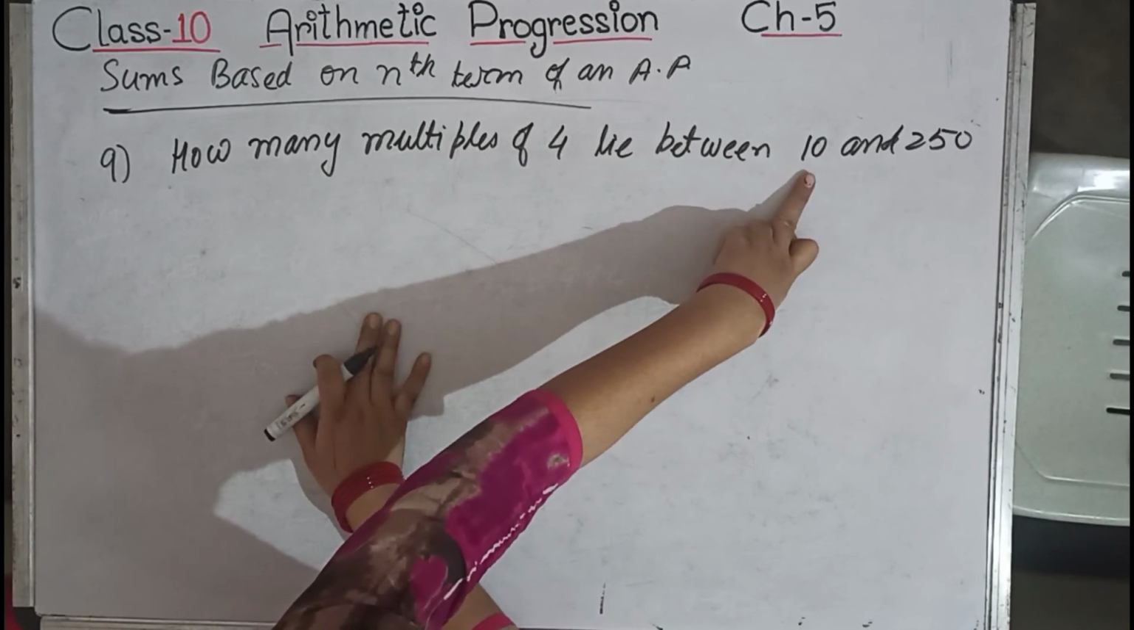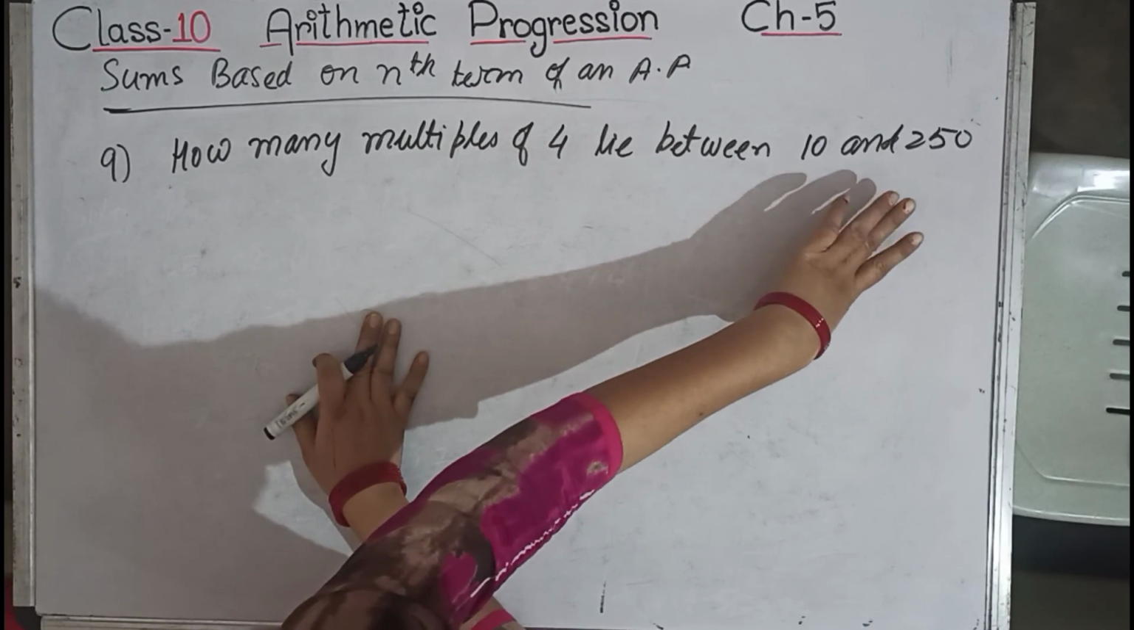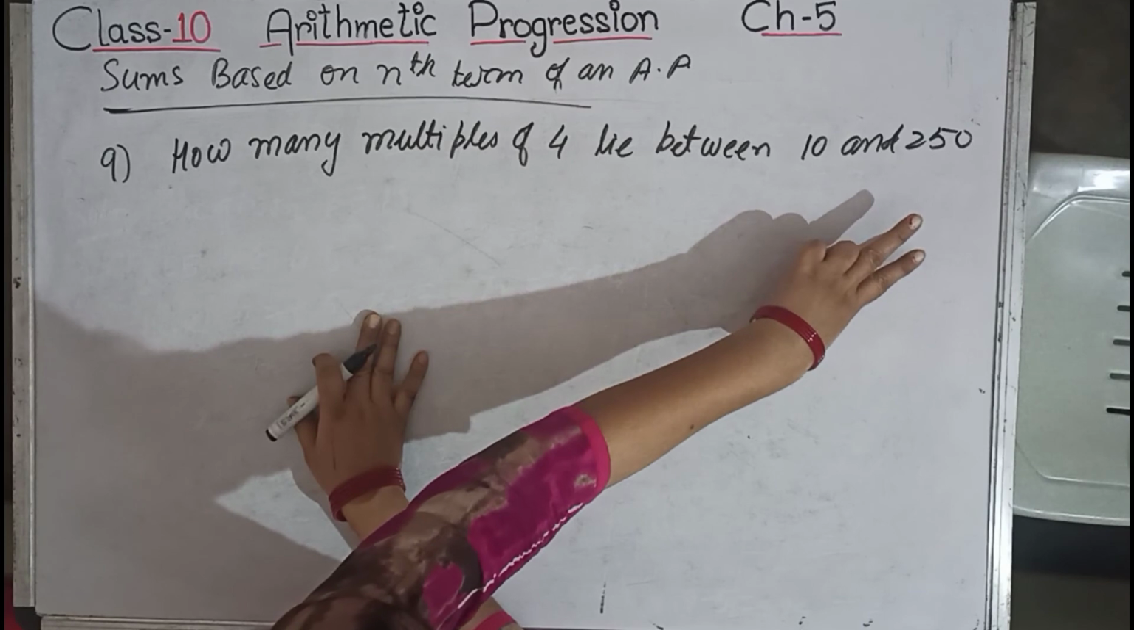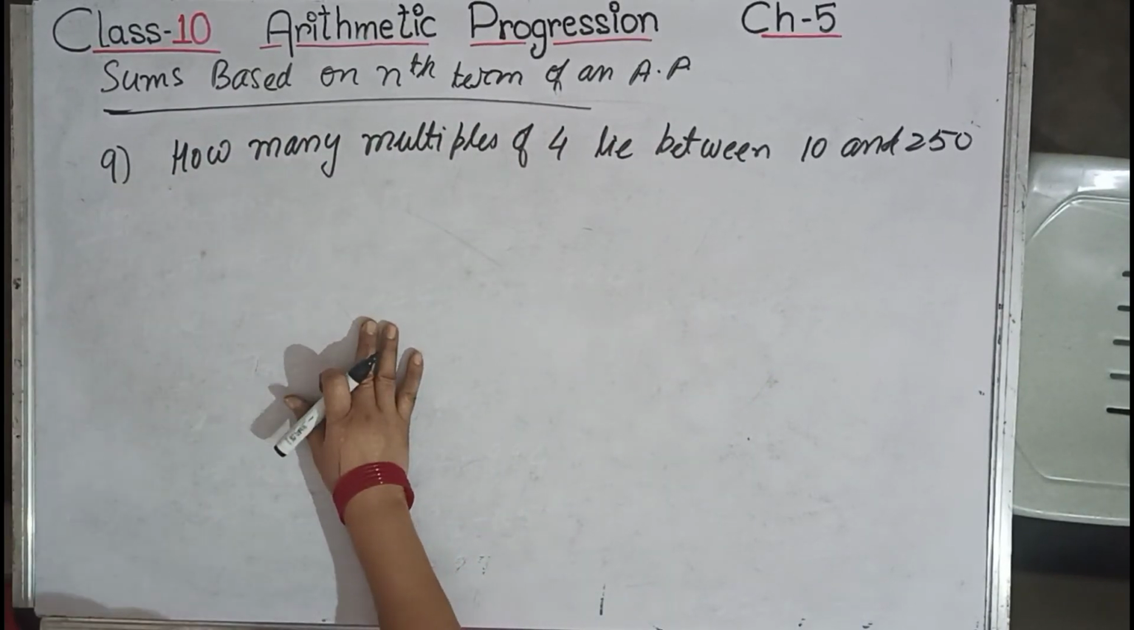How many multiples of 4 between this and this? So the first number after 10 which is a multiple of 4, we will find out, and the last number, if it is divisible by 4, it's okay. Otherwise, prior to this one number we have to find which is divisible by 4, and hence do the same calculation. I think this sum you can try on your own as well.